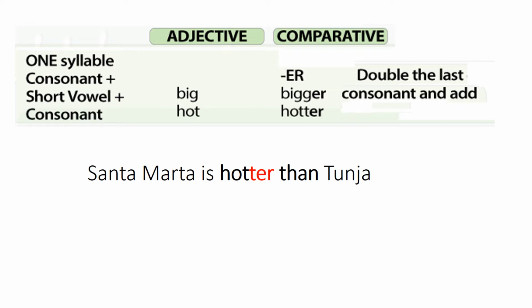Case number 2. When you have a one-syllable adjective, but this adjective finishes in consonant, vowel, consonant, it is necessary to double the last consonant and add ER at the end of the adjective. For example, big, bigger, hot, hotter. Santa Marta is hotter than Tunja.